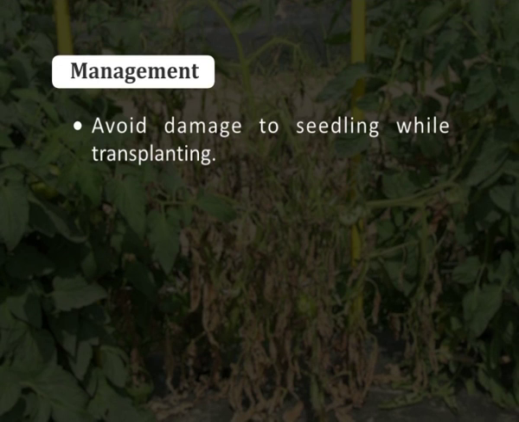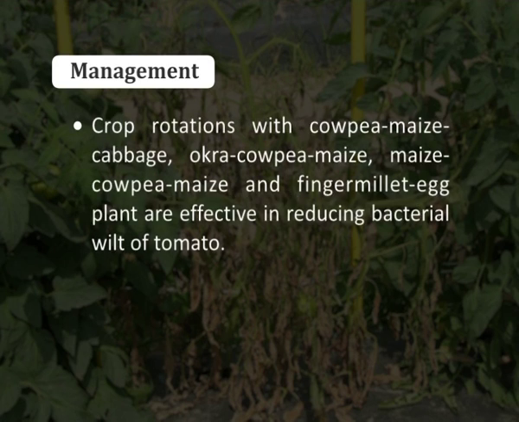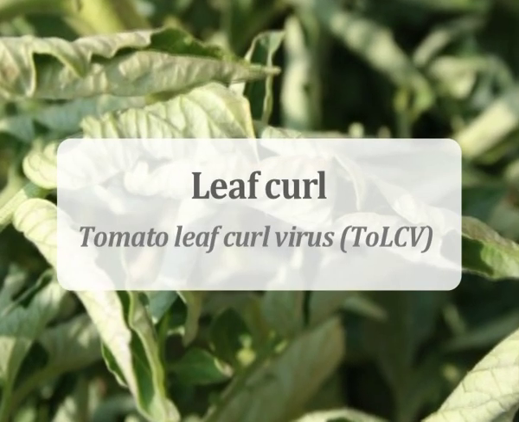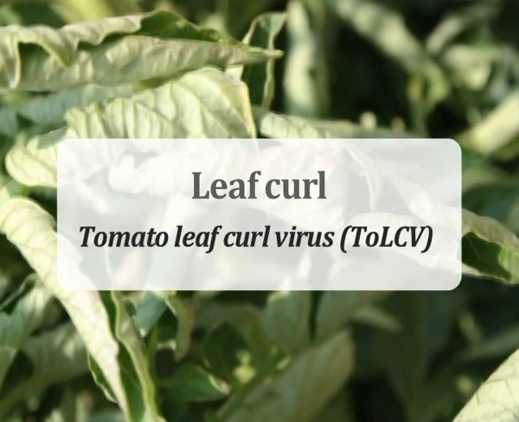Avoid damage to seedlings while transplanting. Apply bleaching powder at the rate 10 kg per hectare. Crop rotations with cowpea, maize, cabbage, okra, finger millet and eggplants are effective in reducing bacterial wilt of tomato. Next important disease is the leaf curl. It is caused by tomato leaf curl virus.